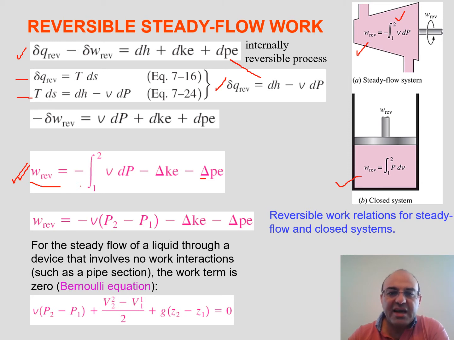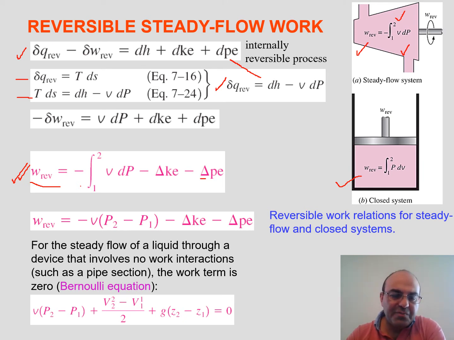If the kinetic energy and potential energy can be neglected, which is often the case, for instance, in turbines, compressors, or pumps, then the reversible work for a steady flow device is equal to the integral of minus VdP. So this is very similar to the integral of PdV, but for the steady flow device, it's the integral of minus VdP.